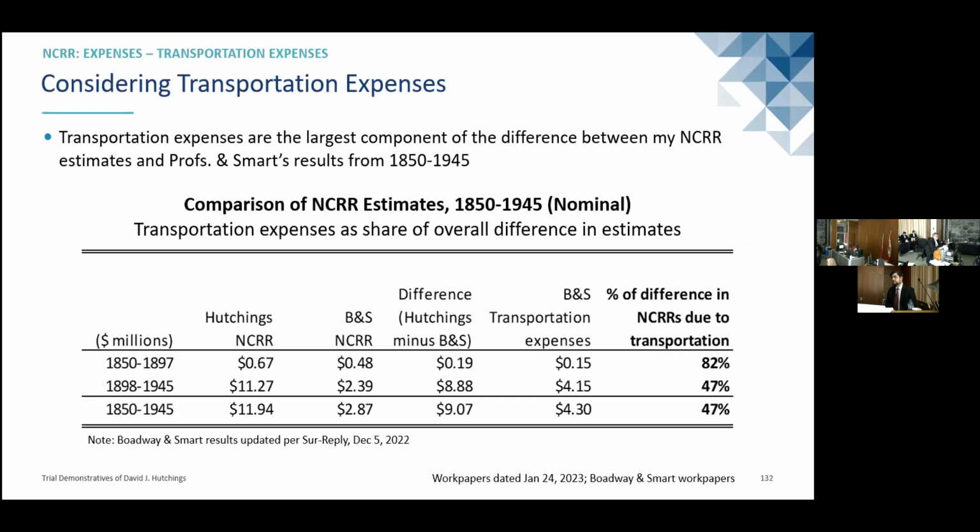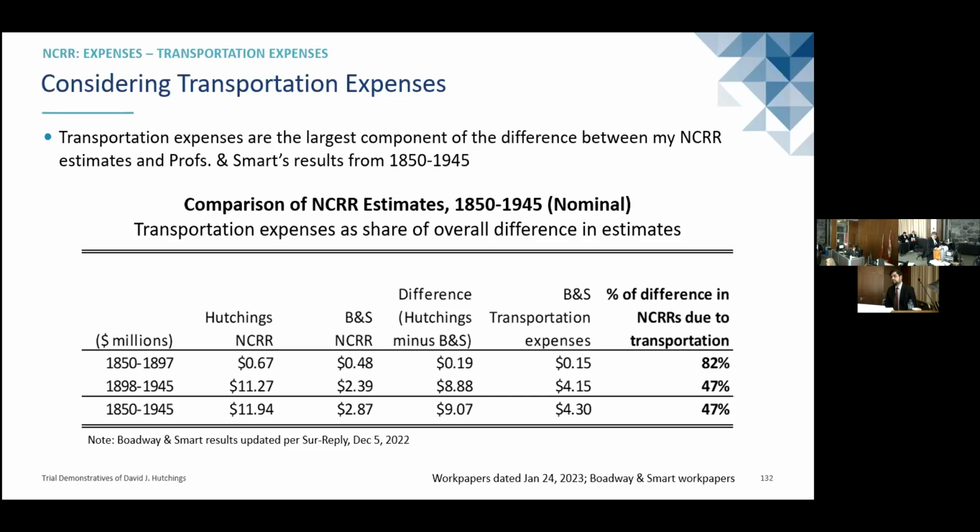So I think this slide, 132, kind of shows the math, if you will, of why transportation expenses are the main difference between my results and Professors Bodway and Smart's in this period. So looking left to right, the first column is my estimate of net Crown resource revenues. The second is their estimate of net Crown resource revenues. And the third column is the difference.